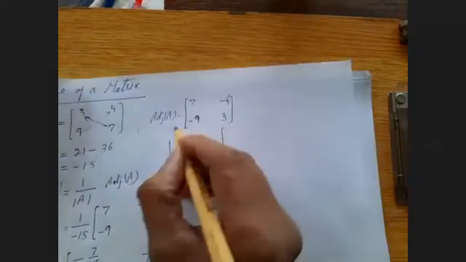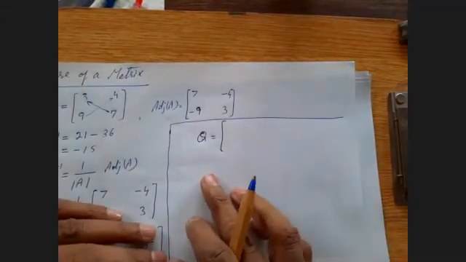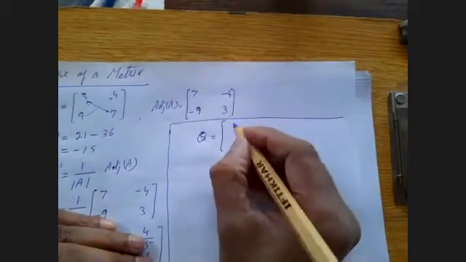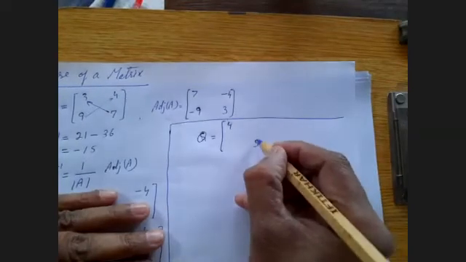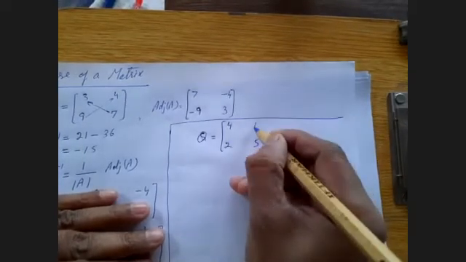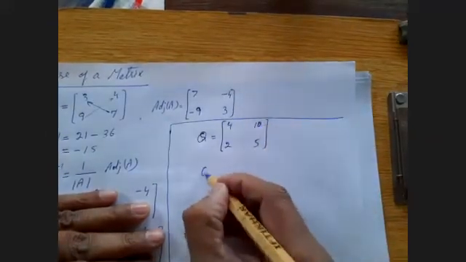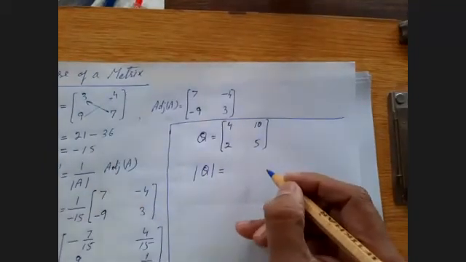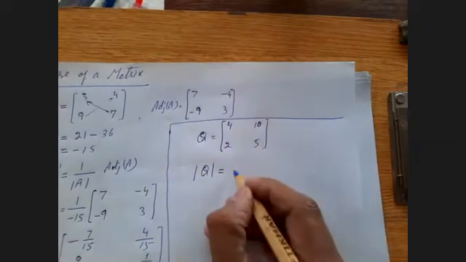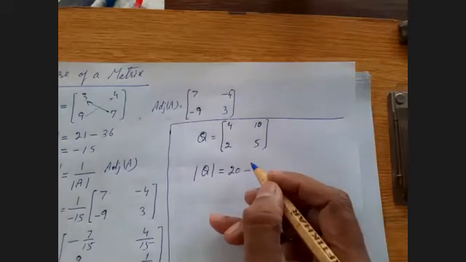Another very important case is when the inverse does not exist. Suppose Q is the matrix which has the entries 4, 5, 2, and 10. First of all, you are going to find its determinant. Determinant of Q: 5 fours are 20 minus 2 tens are 20.